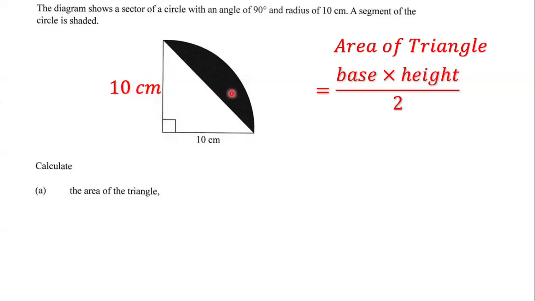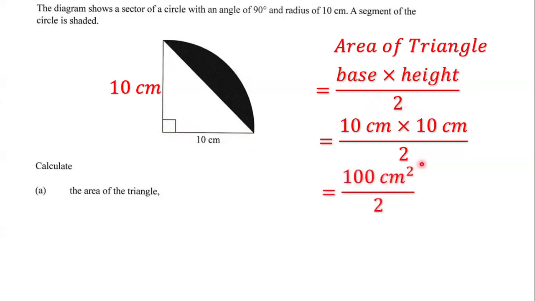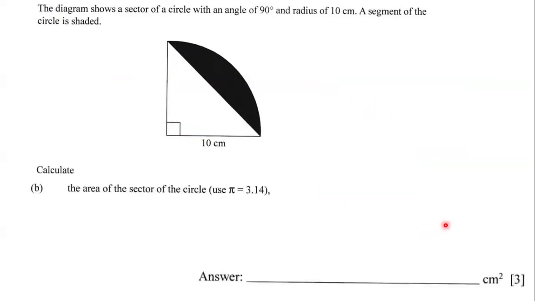And so that means that the base and the height are the exact same thing. And so we have 10 centimeters multiplied by 10 centimeters, and we have to divide that by 2, because the base of the triangle is 10 centimeters, and the height of the triangle is 10 centimeters as well. So 10 times 10 gives us 100 centimeters squared, which we have to divide by 2, and that gives us 50 centimeters squared. So that means that the area of this triangle is 50 centimeters squared.